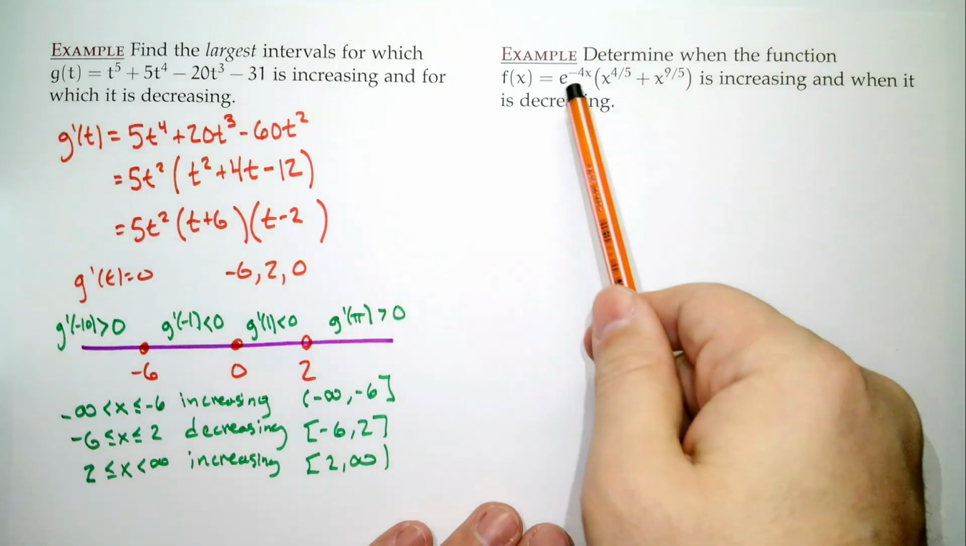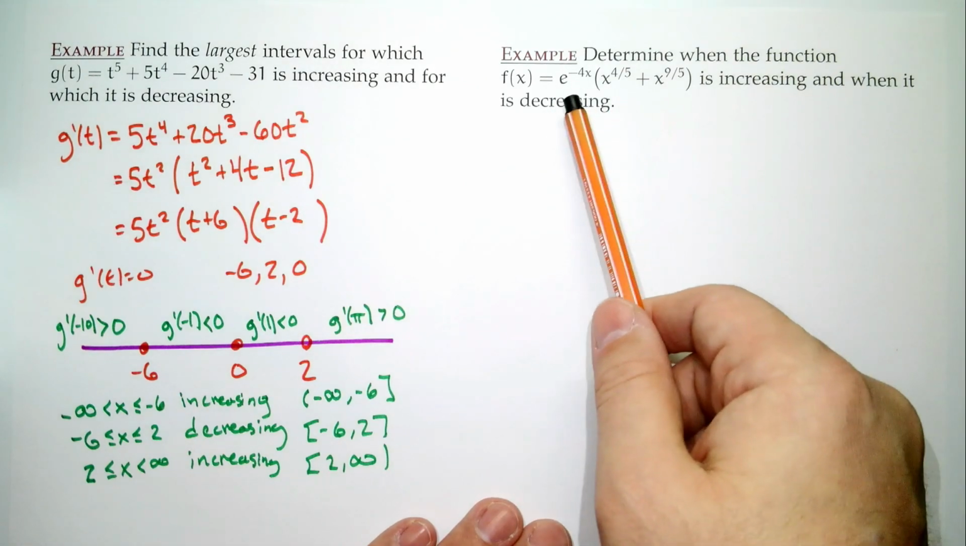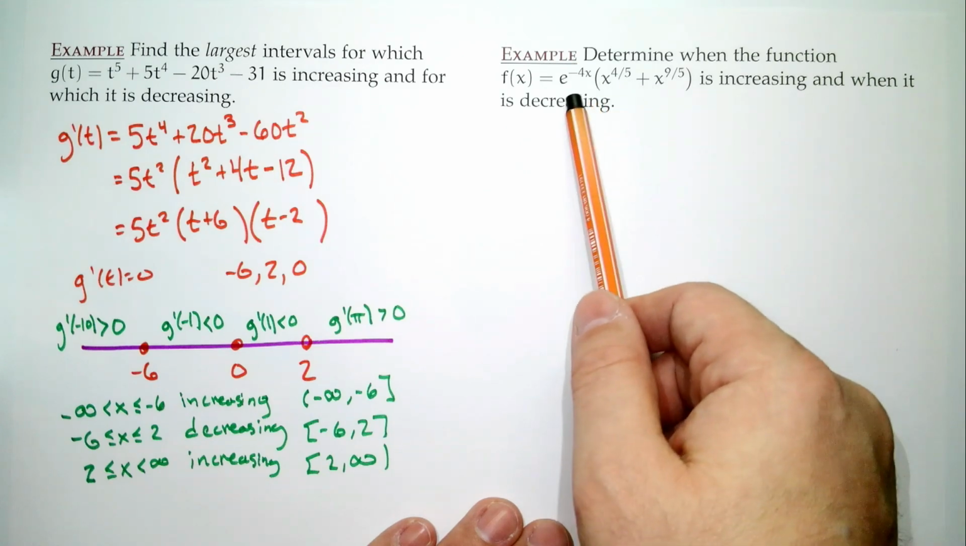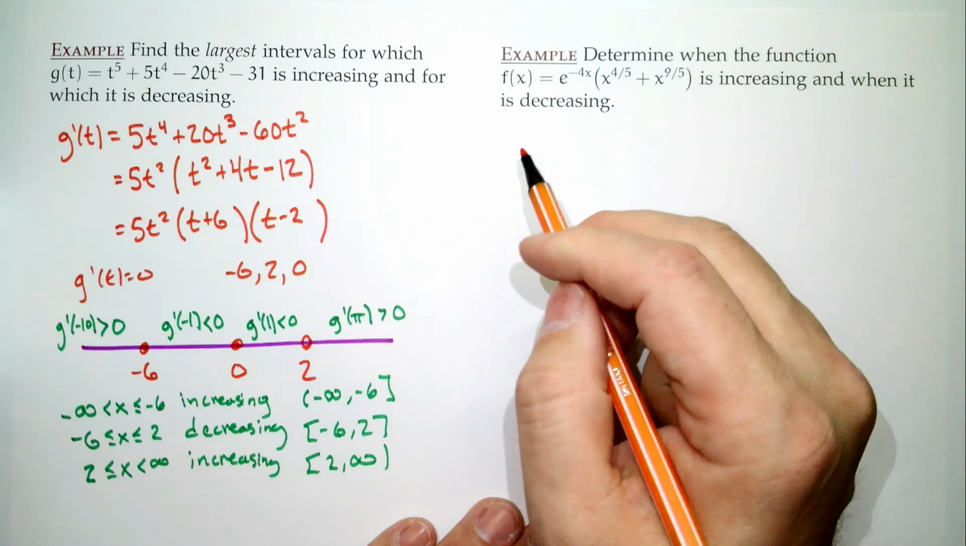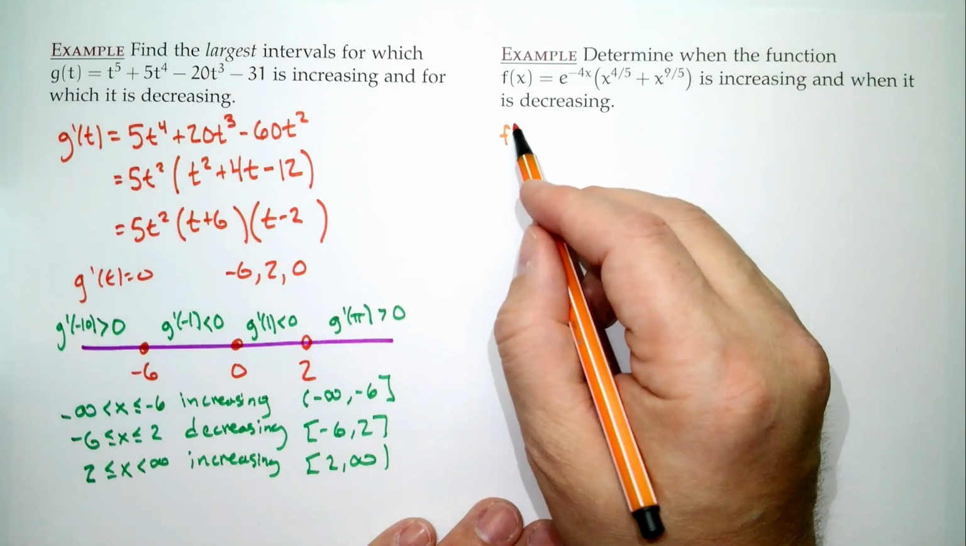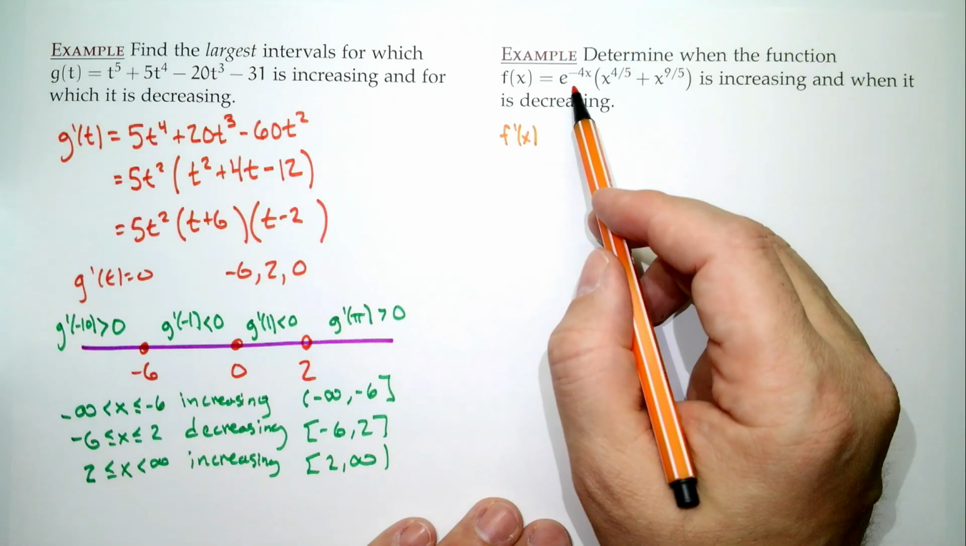What rule do we need to take this derivative? Well, we'll probably need the product rule at first. We'll do a little bit of chain rule as well. So let's see what happens. Okay, the derivative of e to the negative 4x.